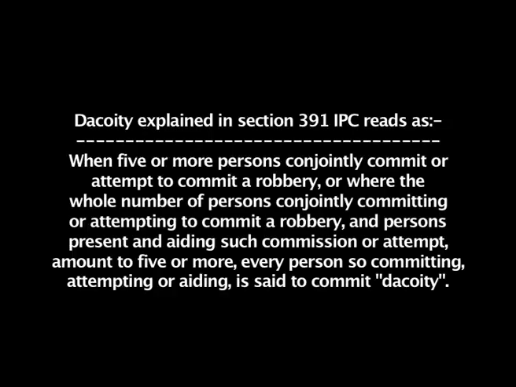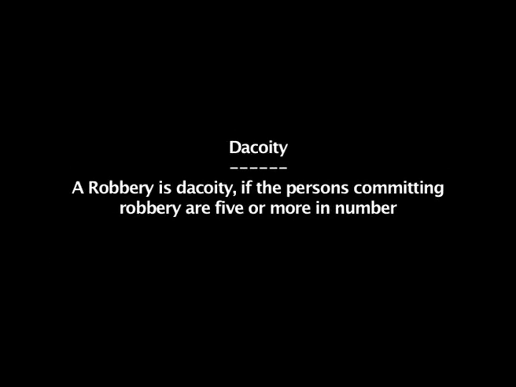Now, dacoity. Dacoity is explained in section 391 IPC. Section 391 reads as, when 5 or more persons conjointly commit or attempt to commit a robbery, or where the whole number of persons conjointly committing or attempting to commit a robbery and persons present and aiding such commission or attempt amount to 5 or more, every person so committing, attempting or aiding is said to commit dacoity. A robbery is dacoity if the persons committing robbery are 5 or more in number.